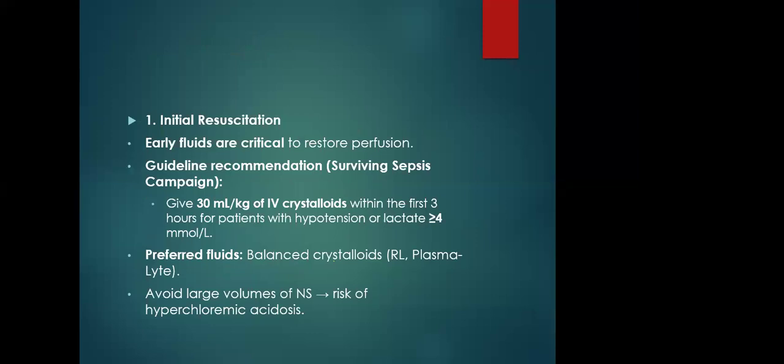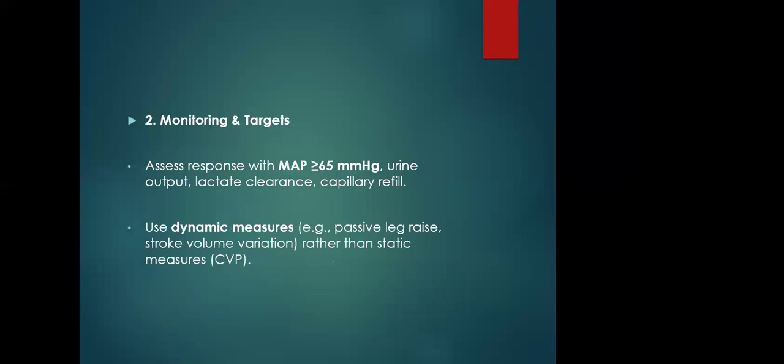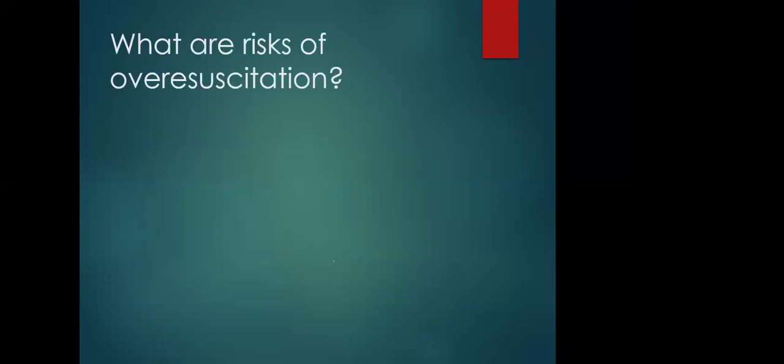Lastly, in patients with sepsis and septic shock, initial resuscitation with fluids is critical to restore perfusion. According to the Surviving Sepsis Campaign, it's 30 ml per kg of IV crystalloid for the first 3 hours for patients with hypotension or lactate more than 4 millimole per liter. Preferred fluid is balanced crystalloid like Ringer's lactate and Plasma-Lyte, but we don't have it here. If you give large volumes of NS, you should avoid them because they can lead to hyperchloremic acidosis.